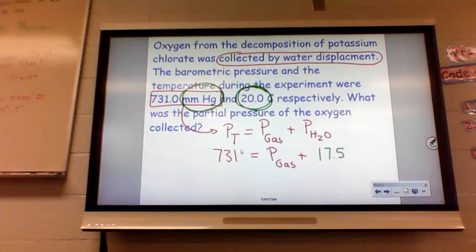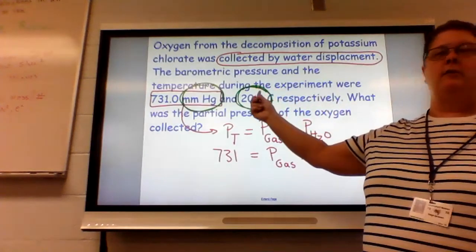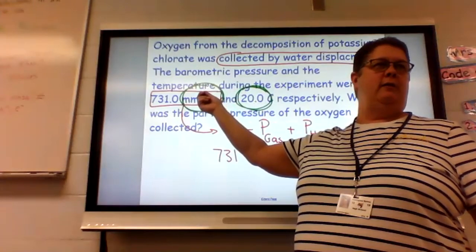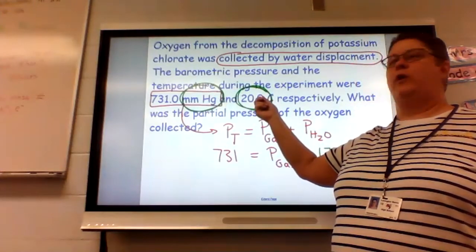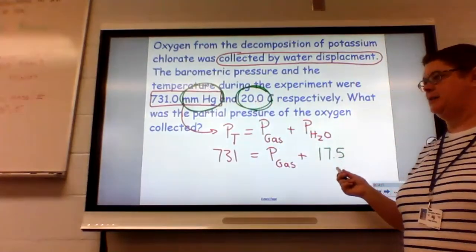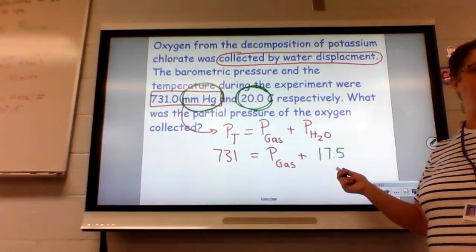Are we okay with how I got 17.5? Find 20 degrees Celsius because the question says 20 degrees Celsius. The units are mmHg. So find mmHg, find 20 degrees Celsius, and that's how I got 17.5. Is everybody okay with that?